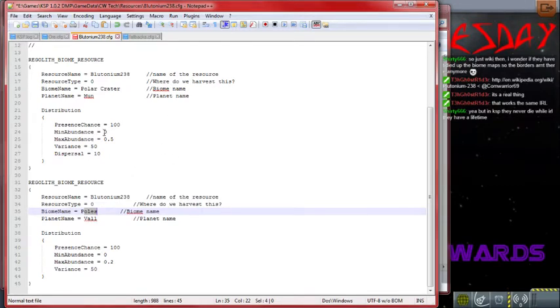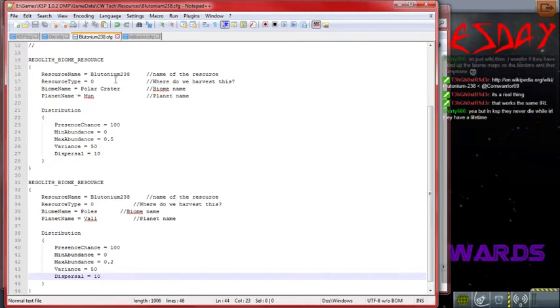So, plutonium-238, relatively scarce in the Kerbalverse. Is there much that needs to be added to this? Not really. That's pretty much it. It should work more or less as is. So, we're going to save that.